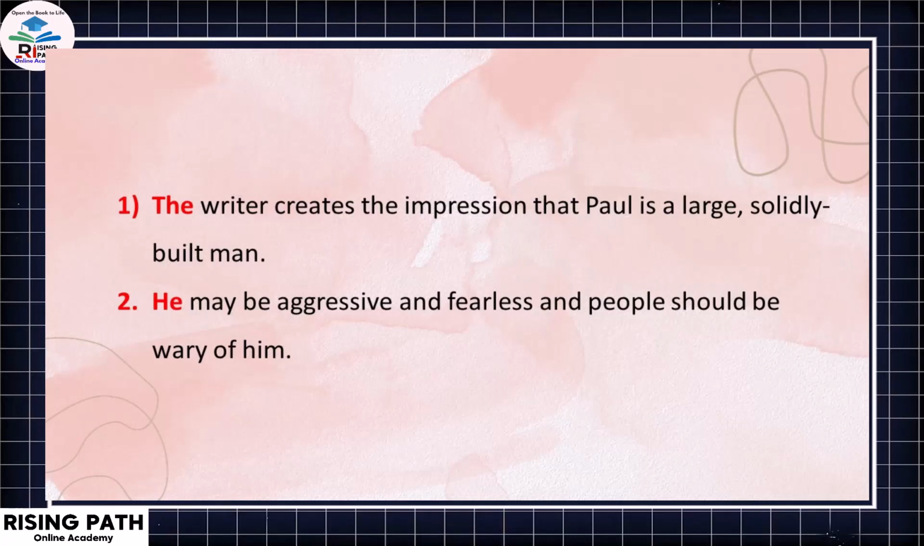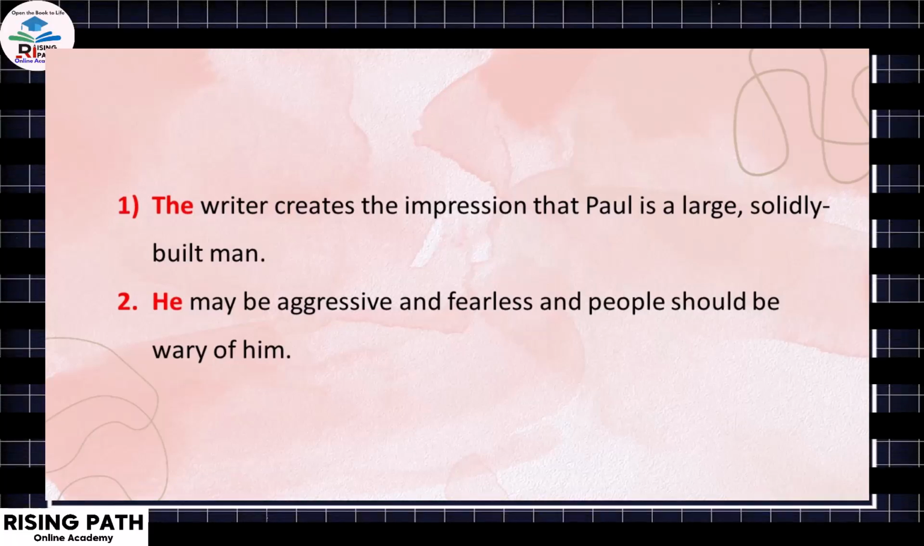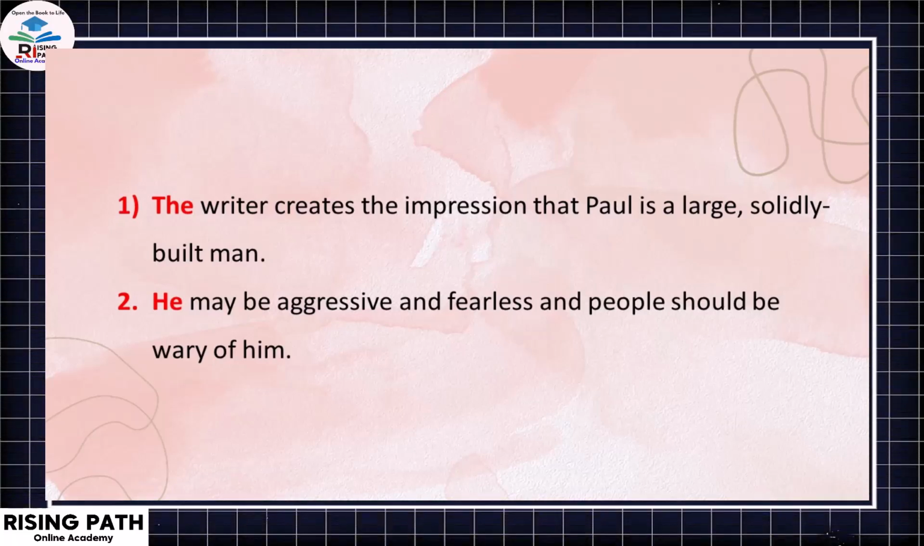So how are you going to answer? There are two options. Number one is the writer creates the impression that Paul is a large, solidly built man. If the question is asking about two impressions, the second is that he may be aggressive and fearless, and people should be wary of him. So these are the options. This is how you're going to attempt this impressions question: what are the two impressions that the writer wants to convey to us?